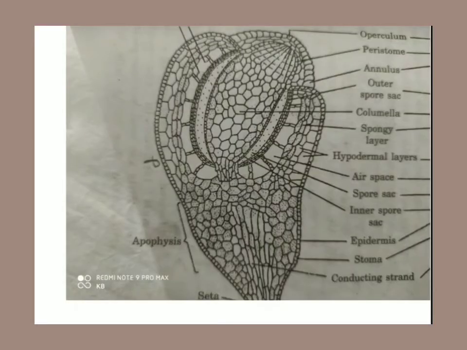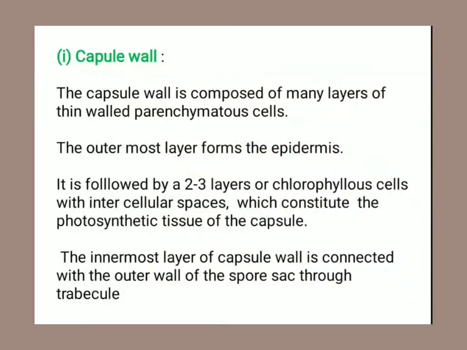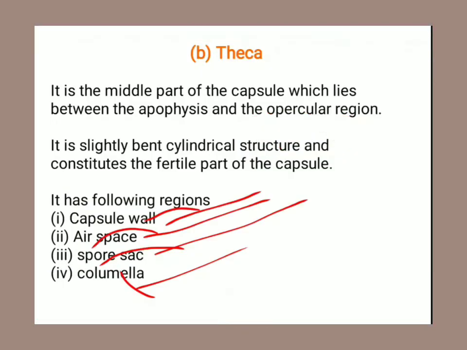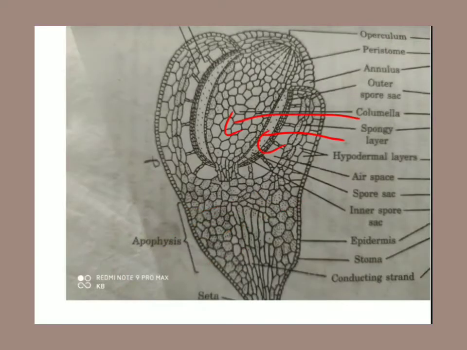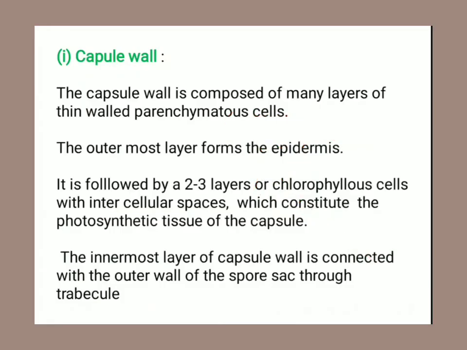Okay, you can see the middle portion is the columella. This is the spore sac, this is the air space, and this outer portion is the capsule wall. These four portions are connected with the theca portion. First is the capsule wall.